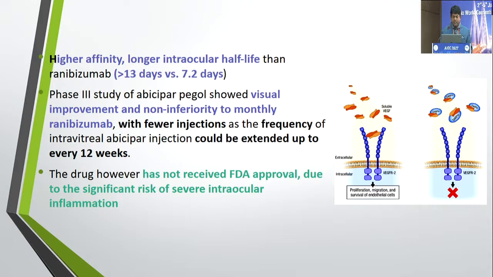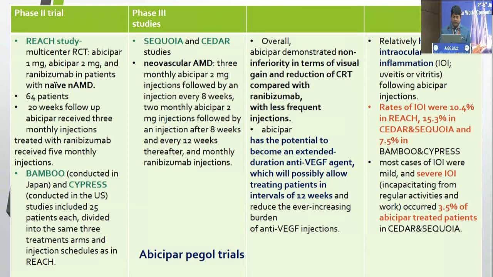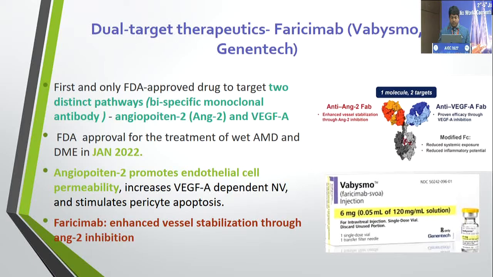The phase 3 study of the drug has shown visual improvement and non-inferiority to monthly ranibizumab with fewer injections, and the injection interval could be extended to 12 weeks. These are phase 2 and phase 3 trials for abicipar-pegol. Although they have achieved non-inferiority in terms of visual gain and reduction of CRT compared with ranibizumab, the rates of intraocular inflammation noted were considerably high, 10% in the REACH study, 15% in the CEDAR and SEQUOIA study. So this drug has not received FDA approval yet because of this intraocular inflammation.